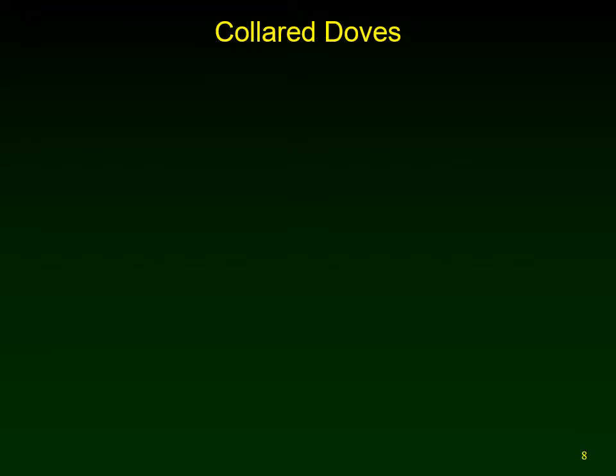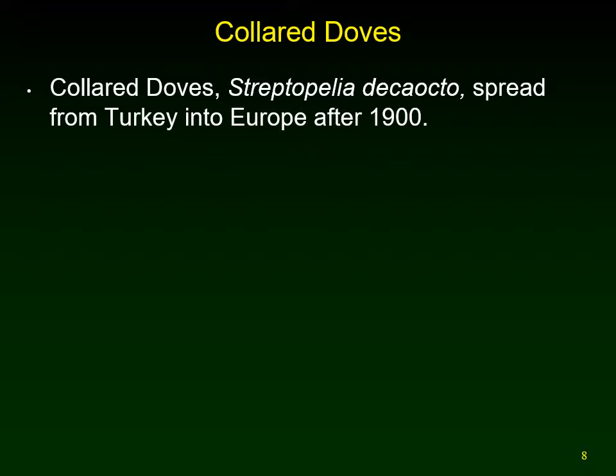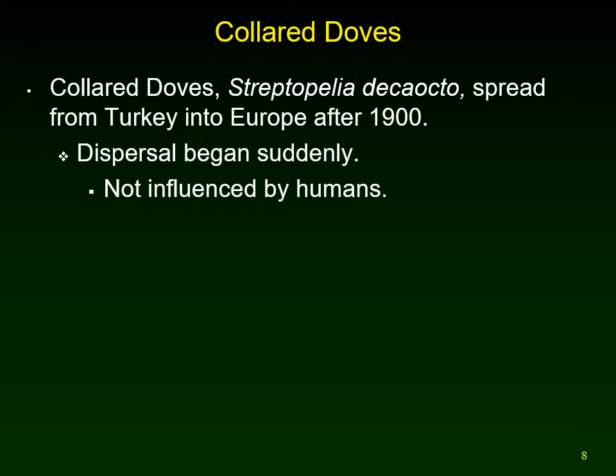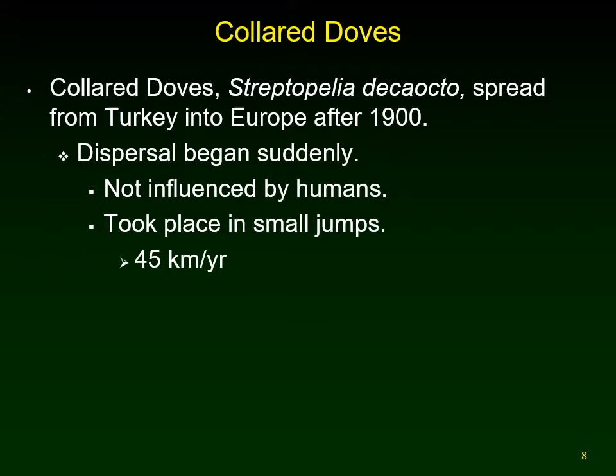Another example in this chapter are the collared doves, and collared doves spread from Turkey into Europe after 1900. Dispersal began suddenly. It was not influenced by humans, and it took place in small jumps. So they moved approximately 45 kilometers per year.